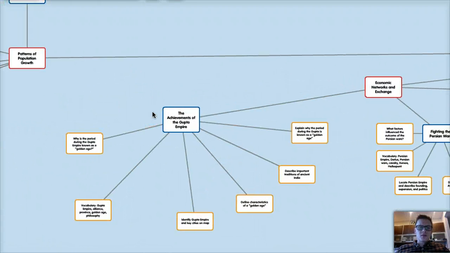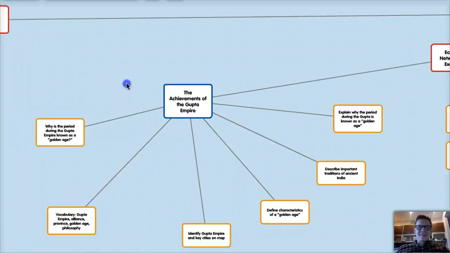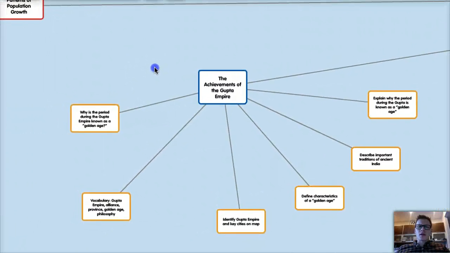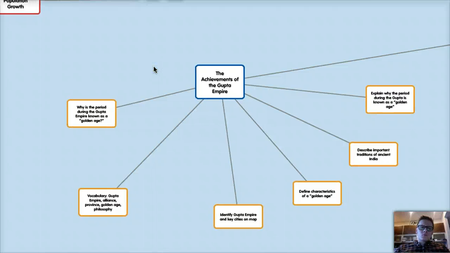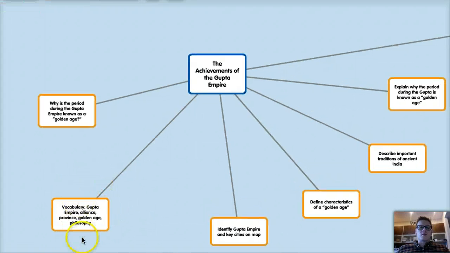So, the achievements of the Gupta Empire. This is where we're really going to be taking a look at why this time period would be known as a golden age. Oftentimes it's referred to as one of India's golden ages in history. So we're going to take a look at it and decide, does it fit? We have the key vocabulary here. You might pause the video and jot these down so you can get started on your vocabulary already, because you can't be successful without the vocabulary.